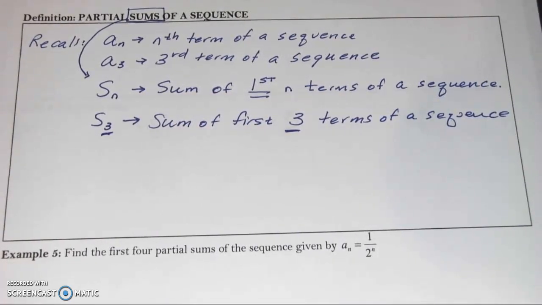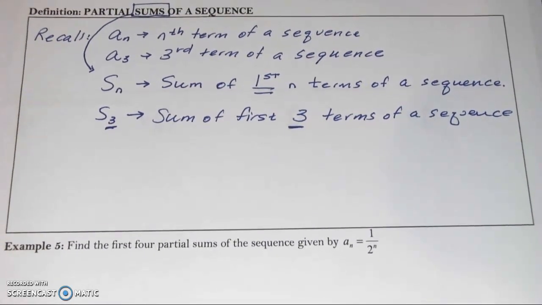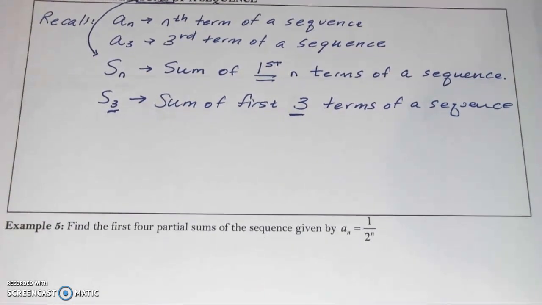Eventually, when we get to sections 12.2 and 12.3, we'll get some interesting formulas for the sum of different sequences based on what category of sequence they fall into. So we'll talk about arithmetic sequences, we'll talk about geometric sequences. For now, however, at this point in the chapter, the only way we really know how to do this is just by finding the first fill-in-the-blank terms and adding them up. And it's just going to be that simple for us.